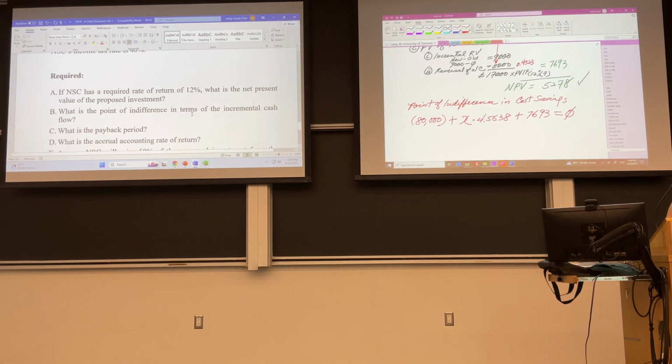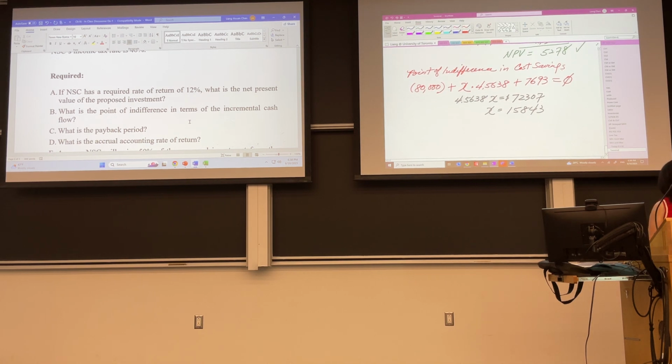So now, 4.5638 X equals 72,307. So X equals 15,843, somewhere around there.